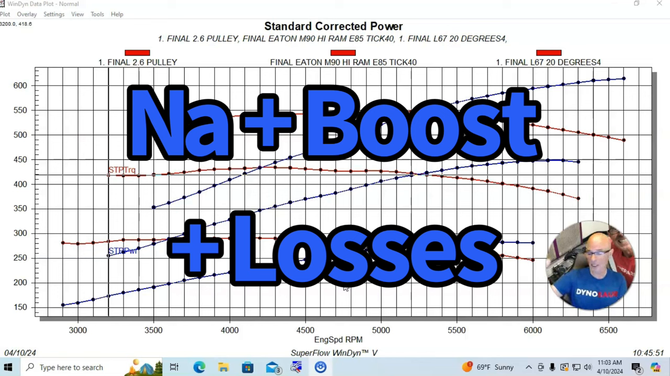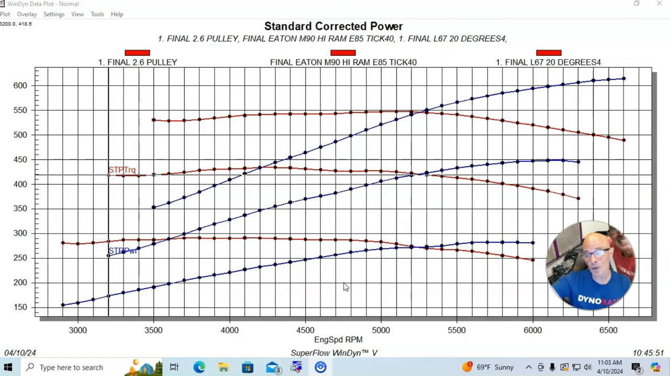And then what nobody talks about is there's parasitic loss associated with driving the supercharger. It's actually making that power too. We just don't see it on the dyno because it gets subtracted, because it's parasitic loss. It's power that we used to drive the blower. And I'll give you a good example of all three of those things.